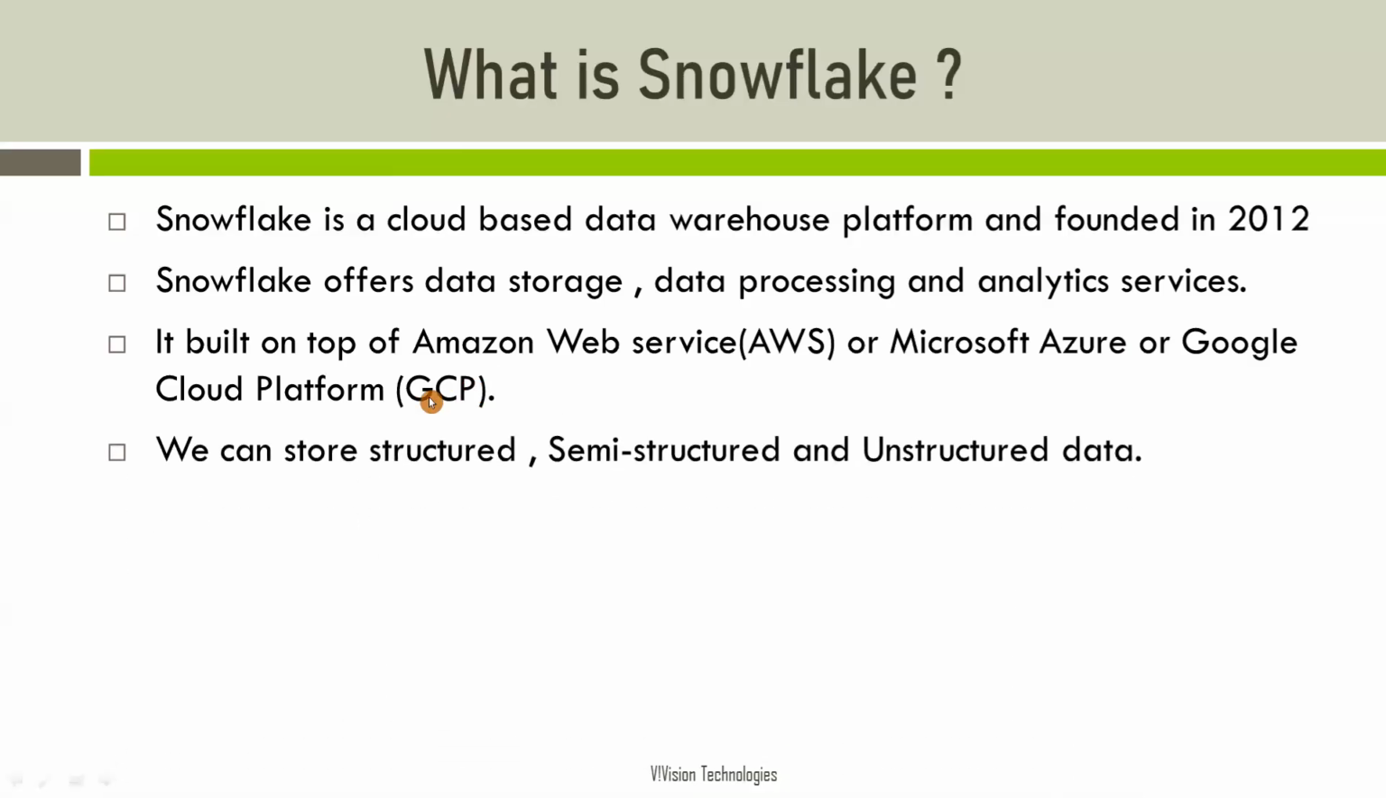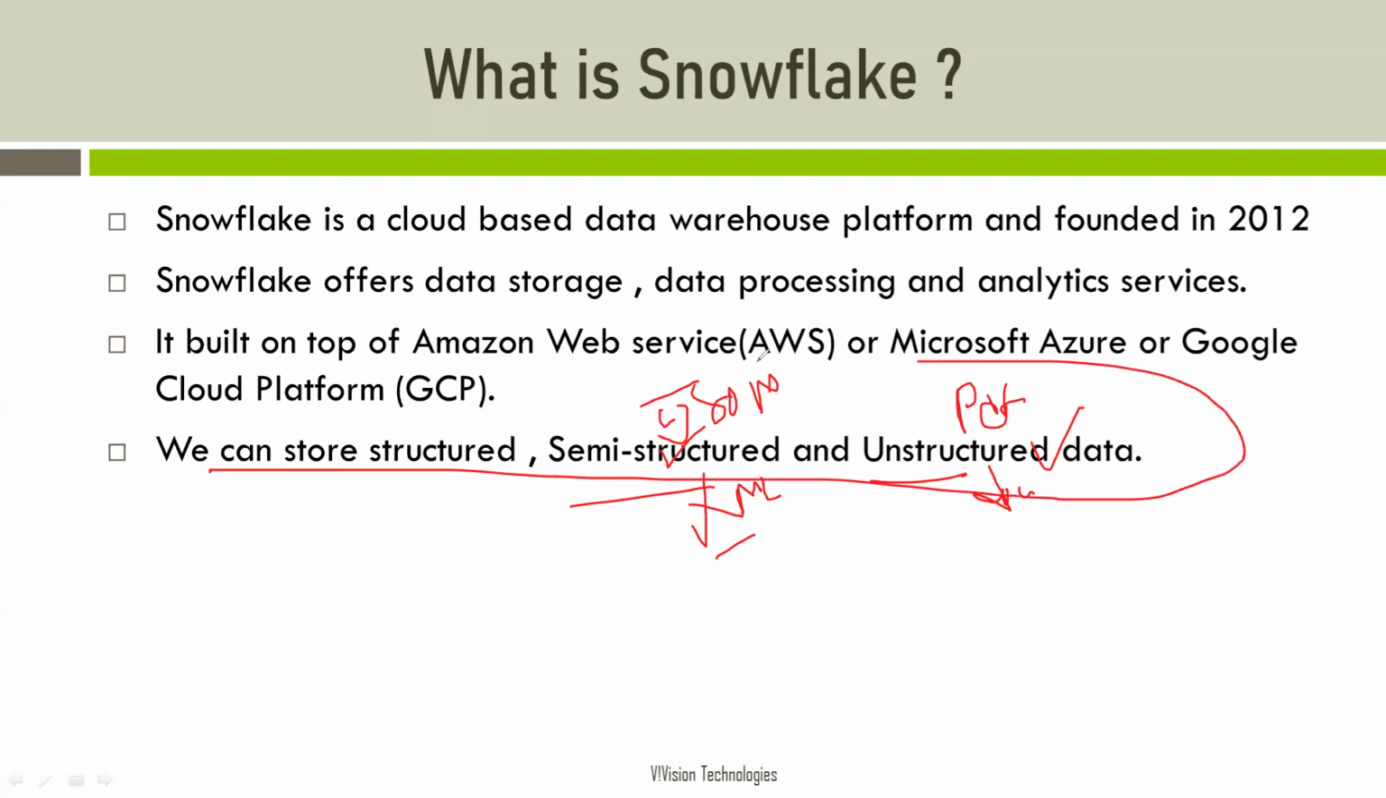Next, here we can store structured data, semi-structured data, and unstructured data. What is structured data? Structured data is like CSV format, a table format, in a structured manner. Semi-structured data is like JSON format and XML format. What is unstructured data? It is like PDFs and documents. So by using Snowflake, we can store this kind of data.